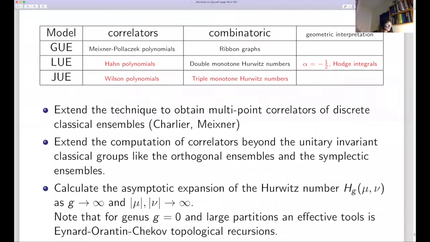And then another problem, for which I really don't have an idea how to do it: when you calculate these Hurwitz numbers, this technique of course gives numbers, but if you want to calculate the expansion for large g and mu, you don't know what to do. So you need some idea: how to calculate these numbers, the asymptotics of a_{g,mu,nu} for large g. So this is another open problem.